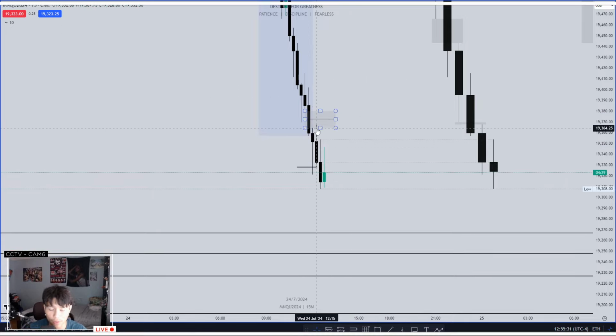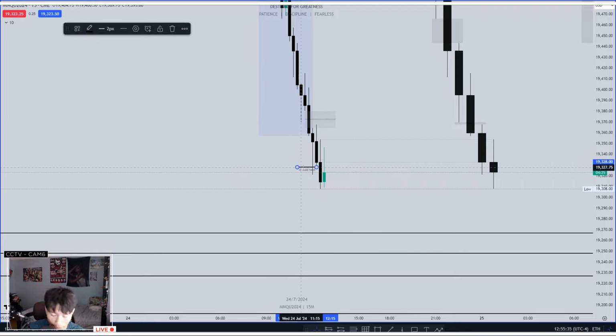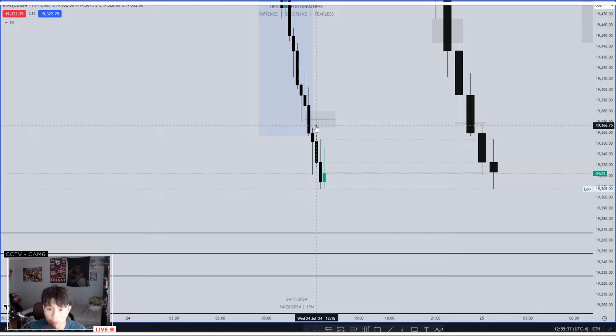I like to wait for the reaction of the 15-minute fair value gap first. So after we had a bearish reaction to that 15-minute fair value gap, we now have time frame alignment. Now we have the 30-minute being bearish, and we also have the 15-minute being bearish. So I go onto the sub 5-minute time frame to find a PD array that would support the idea, right?